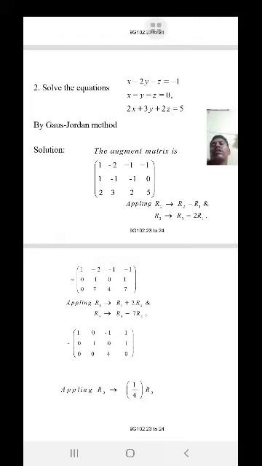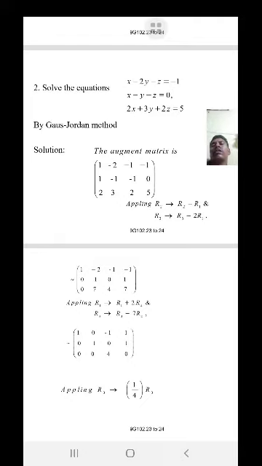And second row, 1, minus 1, minus 1, 0. Here the first 3 columns are the x, y, z coefficients, and the last column is the constants. So 2, 3, 5. Applying R2 gives R2 minus R1, and R3 gives R3 minus 2R1. So here R2 and R3 are changed.